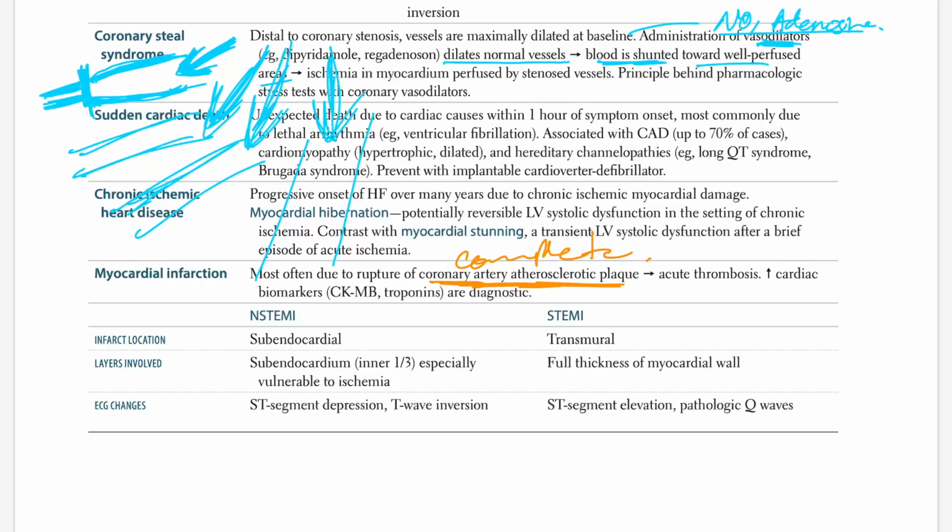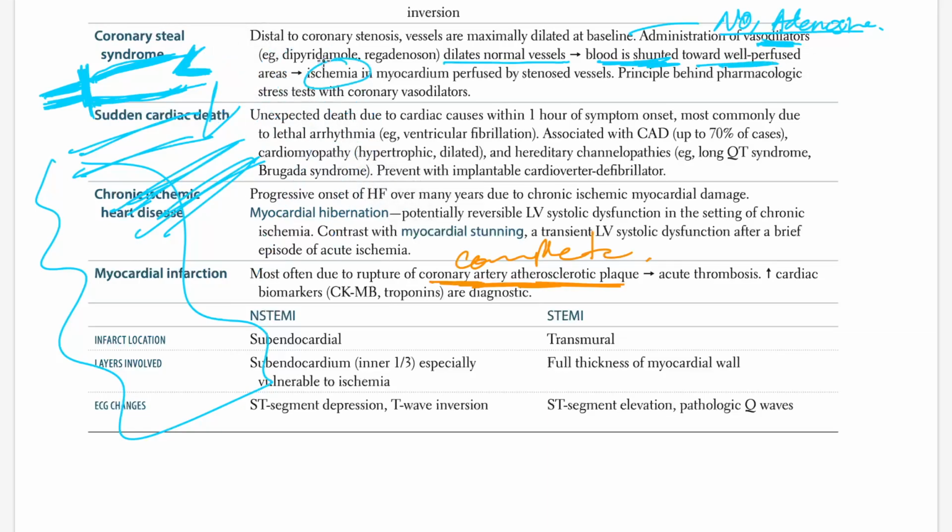All of the vessels are dilated. The problem with this is that this vessel which needed the blood is now not getting sufficient blood. It is not getting as well perfused as it was already getting before. So blood is just shunted towards all of the areas which were already pretty good. So blood is shunted towards the well-perfused areas, right? Now this leads to ischemia. Where? In this place. Ischemia in the myocardium perfused by stenotic vessels.